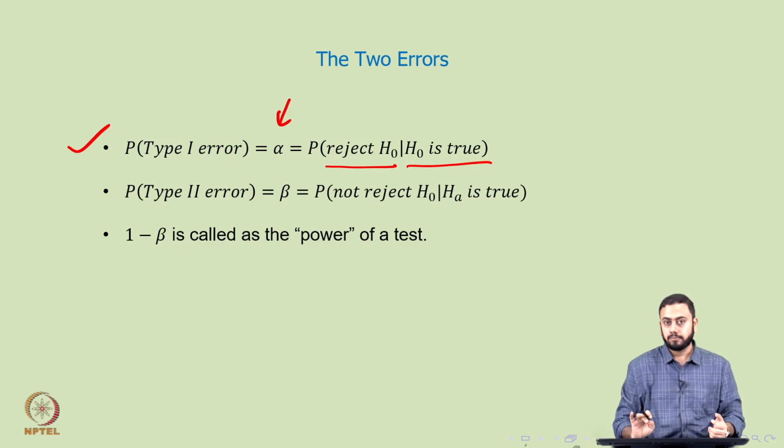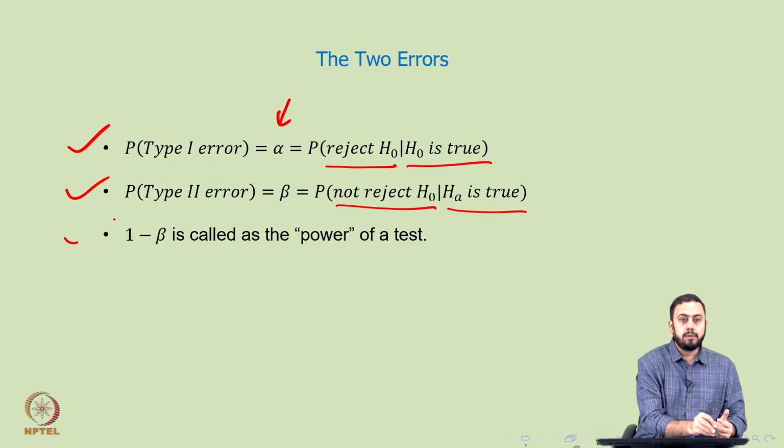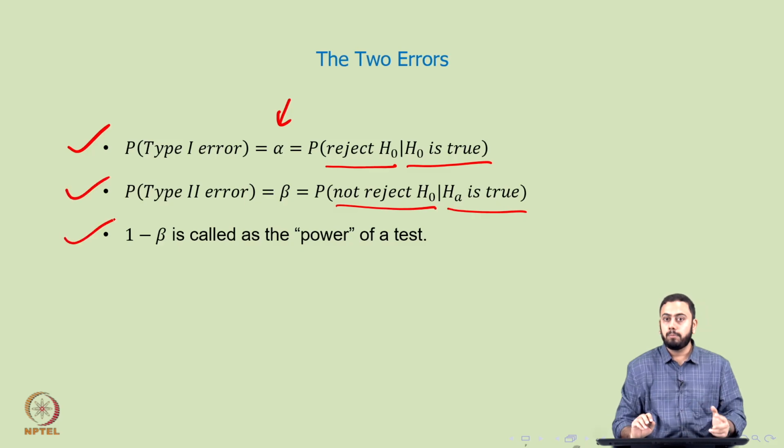So this definition is called a type 1 error, and the probability of making that type 1 error is denoted by alpha. On the other hand, what is type 2 error? Type 2 error means not rejecting the null given that the alternative is true. So if the alternative is true, but you are still sticking with the null, you are making some error there. Okay, and this error is called type 2 error. And the probability of type 2 error is called beta. So you have two notations, alpha and beta. The probability of type 1 error is called alpha, the probability of type 2 error is called beta. Okay. And thirdly, 1 minus beta is called the power of the test. Okay.